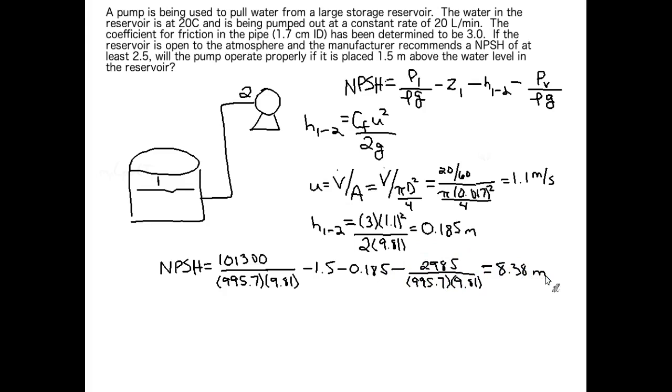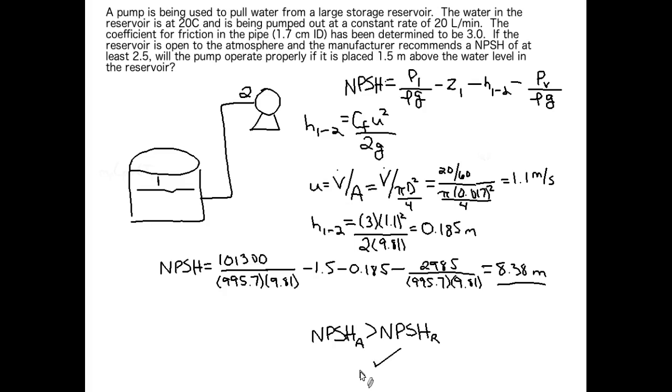There you have it. Our net positive suction head is 8.38 meters. Let's compare it to the required, which is 2.5. So our actual net positive suction head is greater than our required. And since that's the case, we're okay. Our pump is going to work. So we're not going to get cavitation because we have more net positive suction head than we need. So the pump could actually be placed a bit higher and it would still run okay.